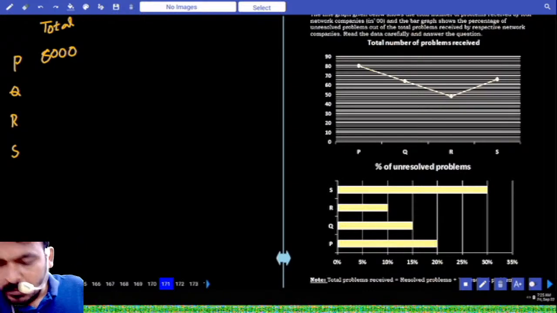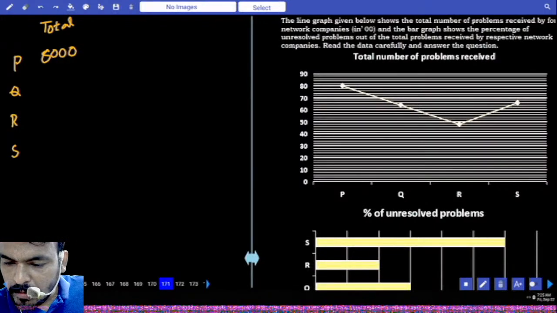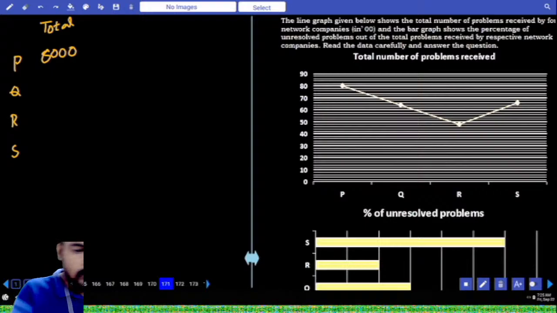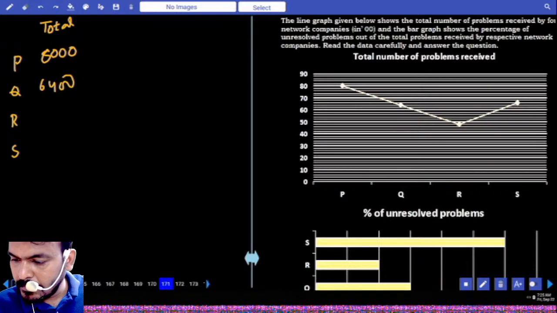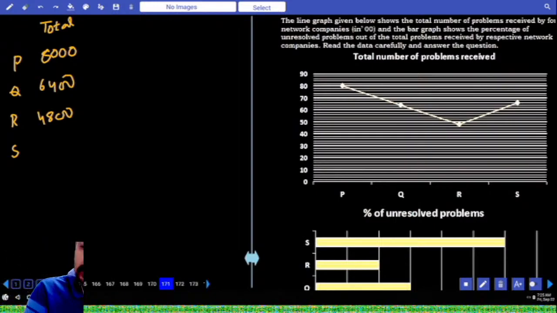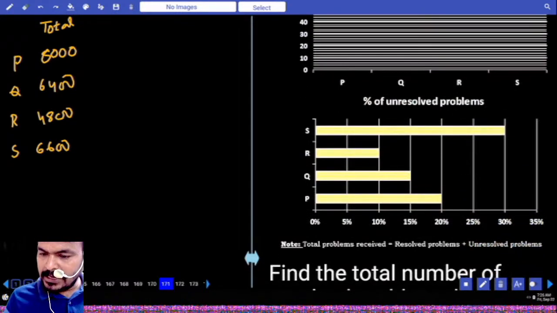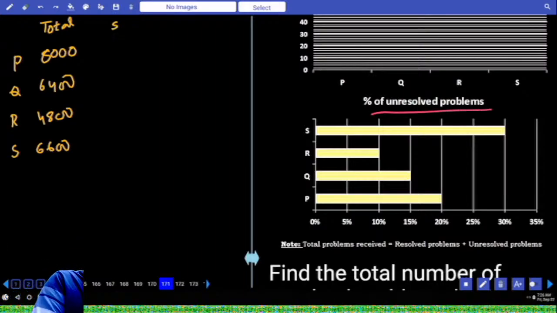In Q, every line is 2 or not? What is the value? 6,400. R, 48, 4,800. Yes. 66, 6,600. Out of the total received problems, in the second diagram, the percentage of unresolved problems is noted. Okay. One will be solved problems, another one unsolved problems.